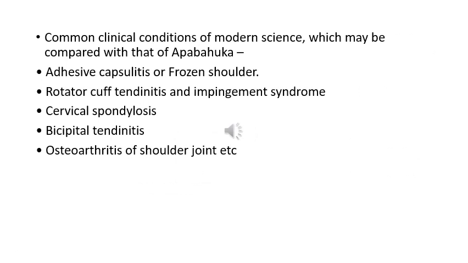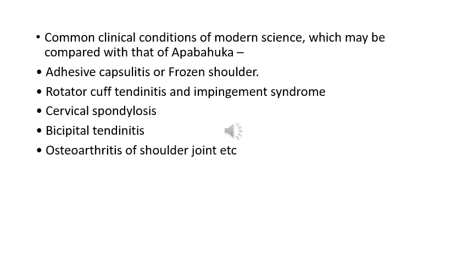Now we will just see a few clinical conditions. These are common clinical conditions in modern science, the symptoms or features of which are similar to that of Apabahuka. There is no single clinical condition which is exactly correlated with Apabahuka, but many conditions involving musculoskeletal and nervous systems can be compared to the context of Apabahuka.